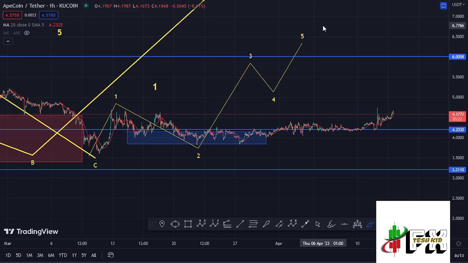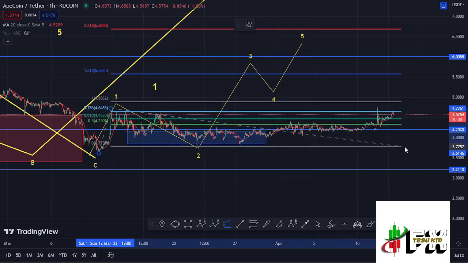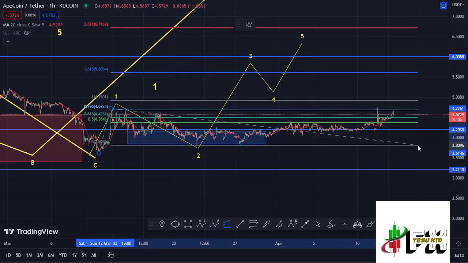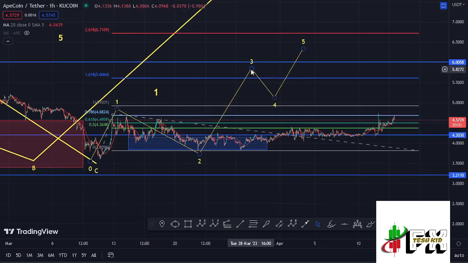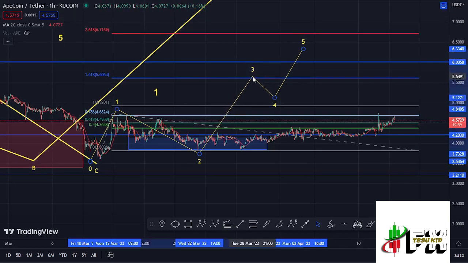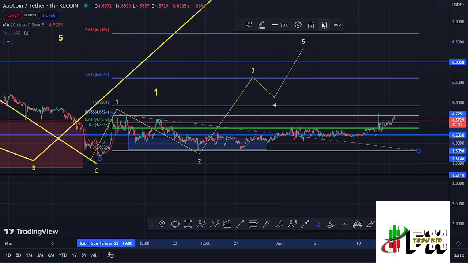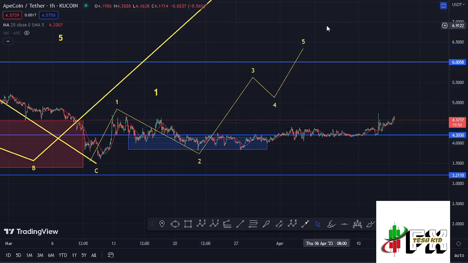And allow me to continue with the video by first giving you a target area in the formation of this wave 3 by connecting the trend-based Fibonacci from the low of the first wave to the high of that wave 1, then dragging the fibs to the low of the second wave, and that now gives me a target area in the formation of that wave 3 at the fib level 1.618, and that is at around the $5.6064 mark, and that is the minimum that I'm expecting Apecoin to do here on the short-term scenarios in the formation of that wave 3.